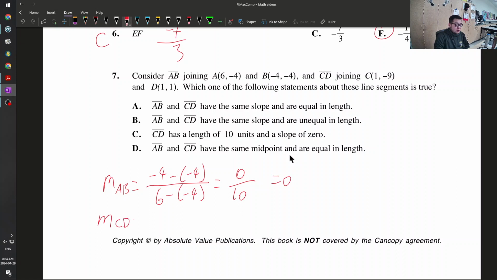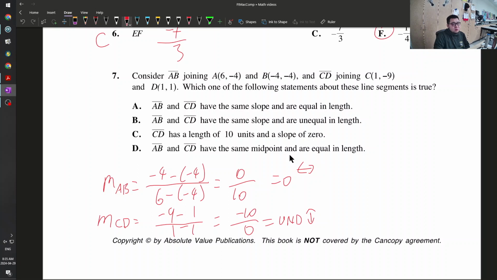Line CD, the slope is y2 minus y1, so -9 minus 1 over 1 minus 1. So this is -10 over 0, so it is undefined, which means the line is vertical.